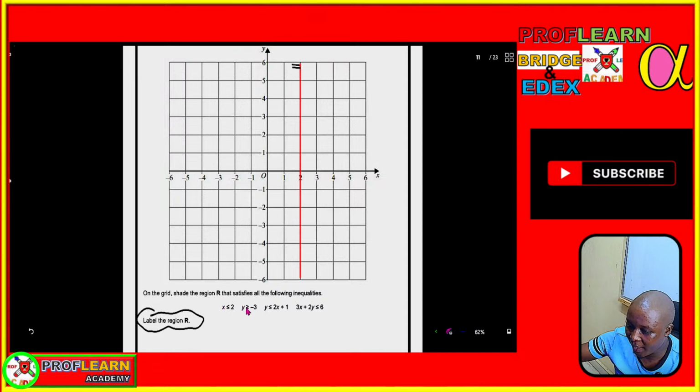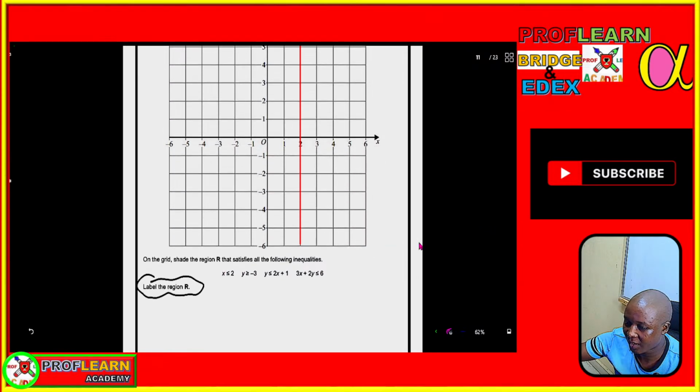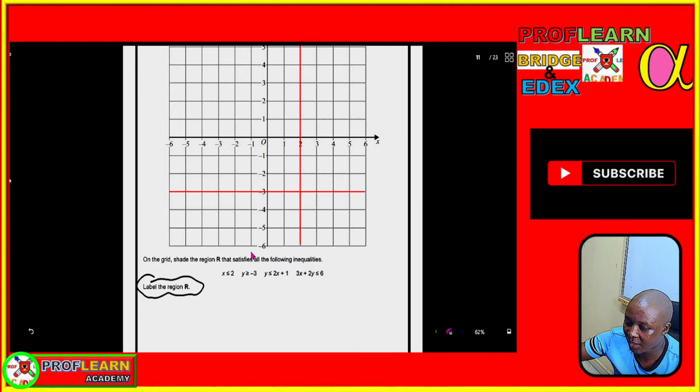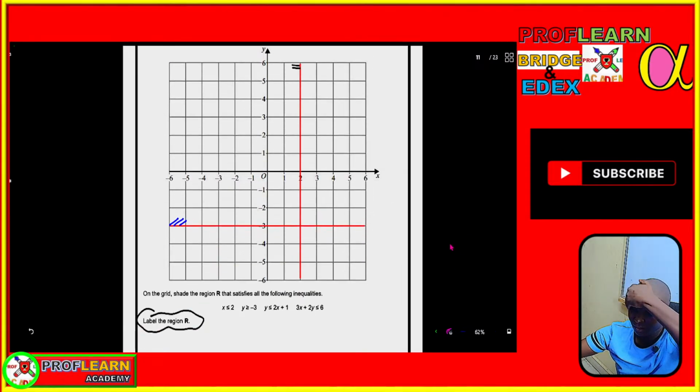Then we have y greater than negative 3. So that's the line that's going to pass through this region here, past 3. And if we are saying greater than, we are going to shade the region above. That's the region that is required. And then we have y less than or equal to 2x.